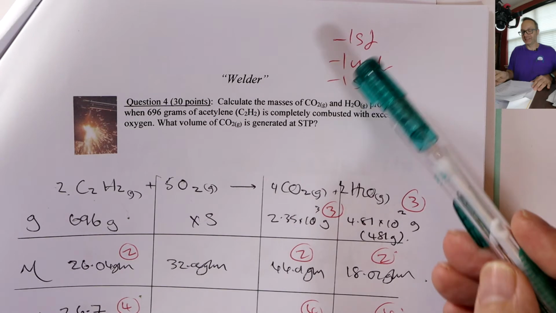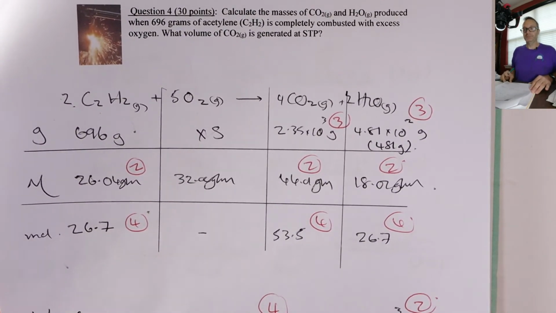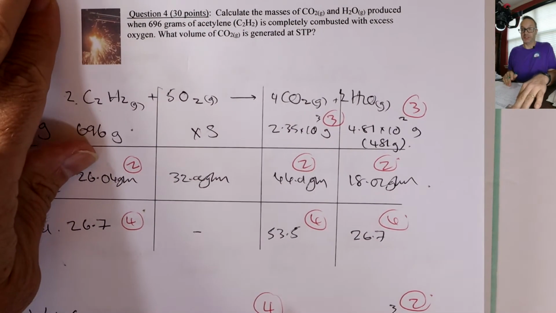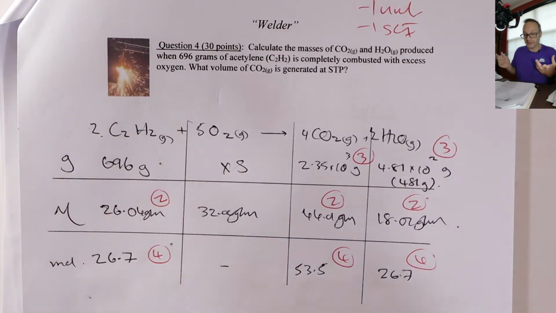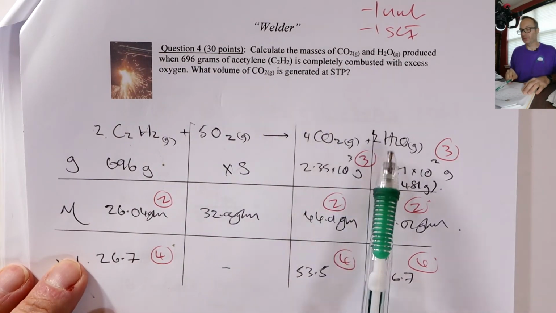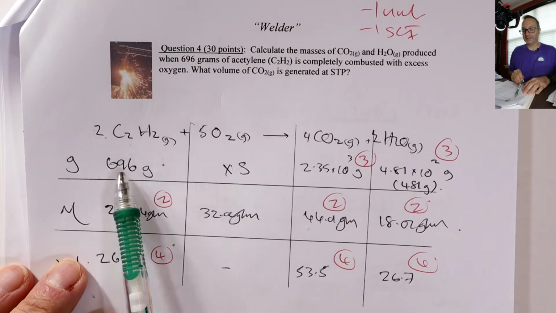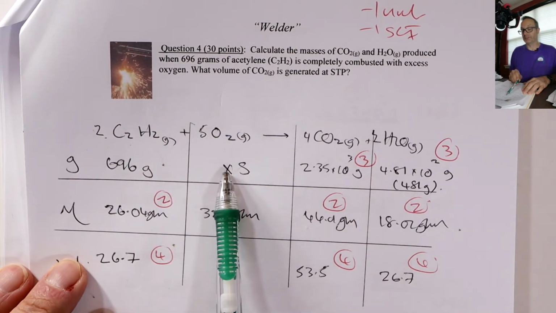So as normal, significant figures, units, and scientific notation, 1 point each. I did my favorite method, and I'll show you on the other one what you may have learned in another class with the chains, right? Okay. So first thing, calculate the masses of CO2 and water produced when a certain mass, 696 in this case, of acetylene burns with oxygen, of course, right?